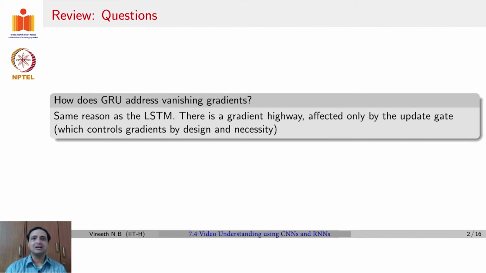You would notice that that was given by 1 minus z times the previous hidden state plus z, the update gate, times the current hidden state tilde. So in that equation, the gradient of the current hidden state with respect to the previous hidden state depends only on a gate, which does not affect the gradient per se as long as the update gate allows the gradient to pass through, and that's by design.